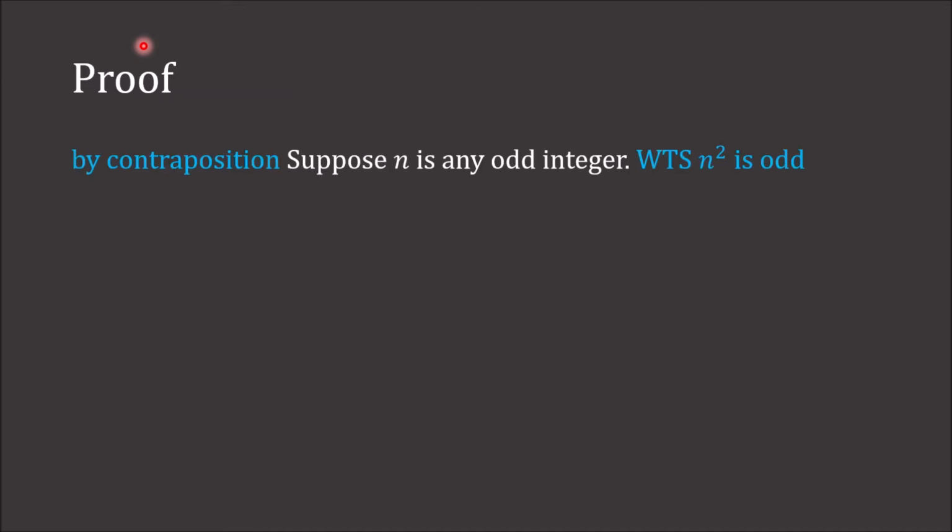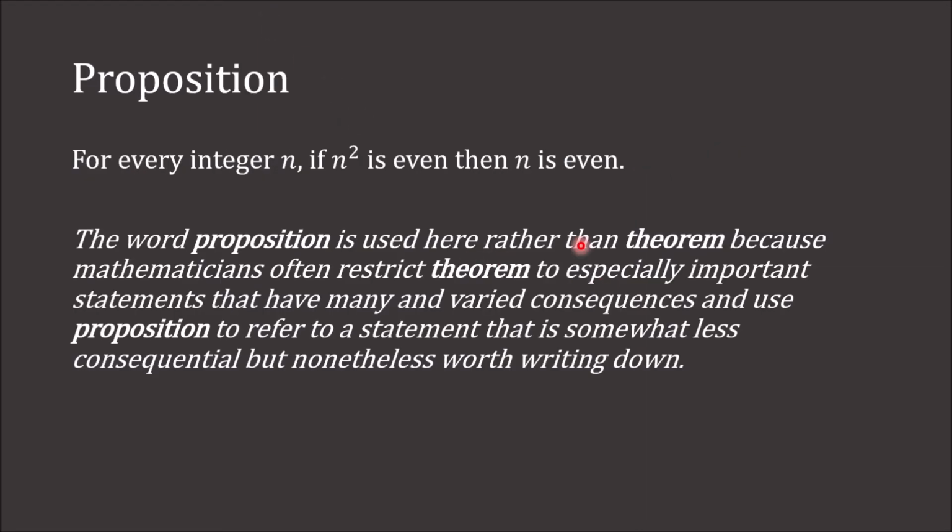So by contraposition, suppose n is any odd integer. Remember, we will suppose the negation of the conclusion. Well, the opposite of n being even is n being odd, right? That's the parity property. Every integer is either even or odd. We then want to work to show the negation of the hypothesis. That is, we want to show that n squared is odd.